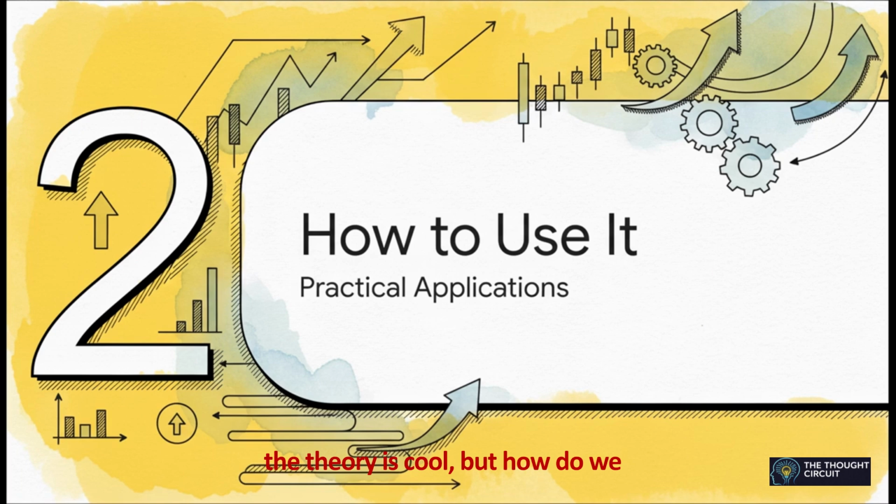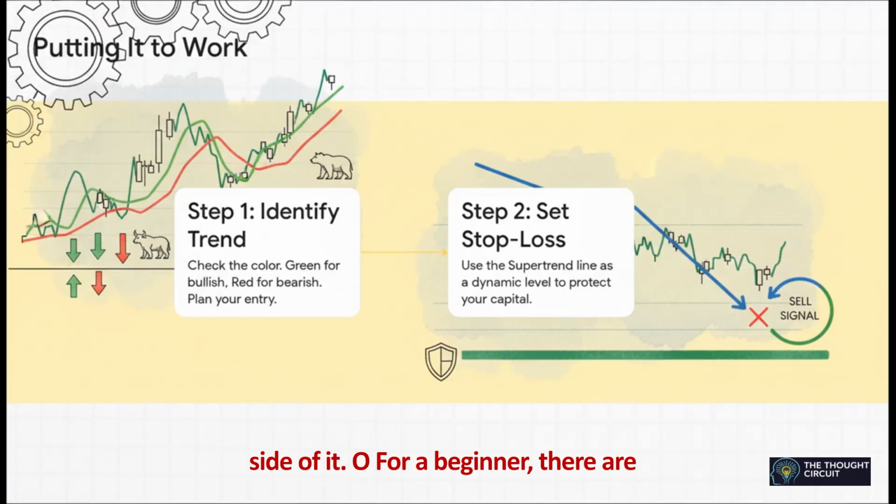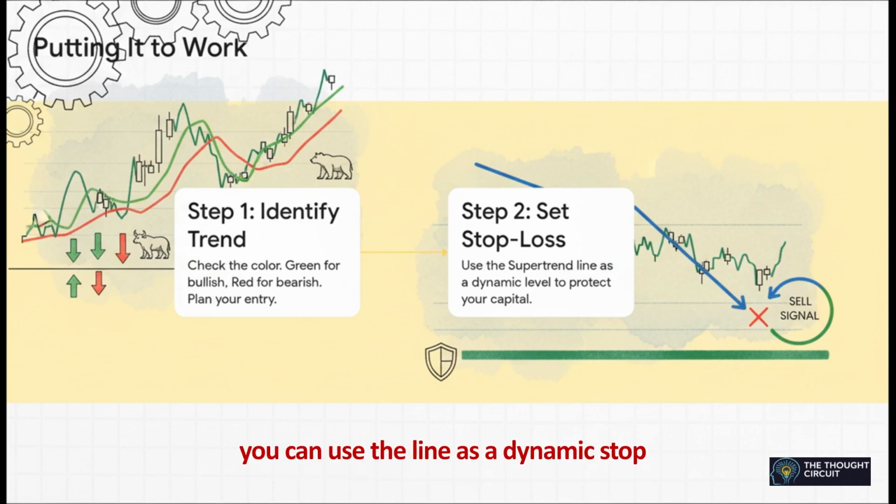Okay, so the theory is cool, but how do we actually use this thing to make a decision? Let's get into the practical side of it. So for a beginner, there are two main ways to use this. First, it's just for simple trend identification. Is the line green? The trend is probably up. Is it red? Trend's likely down. Easy. Second, and this is a really powerful feature, you can use the line as a dynamic stop loss.